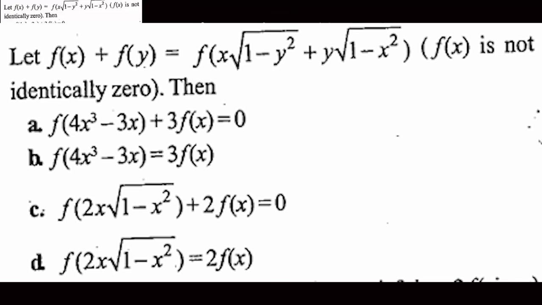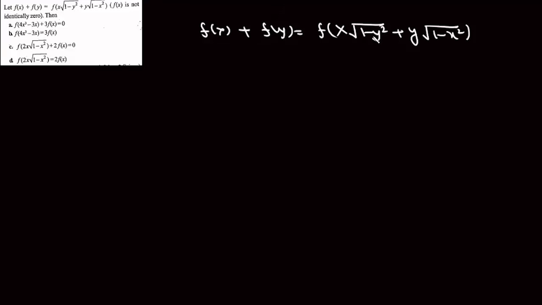Now if we look at it, it clearly looks like the sine inverse function, because we know sine inverse x plus sine inverse y is sine inverse of x times under root 1 minus y square plus y times under root 1 minus x square. So one way is just by guessing the function f(x) is sine inverse x, but here we are not going to use this. We'll try and solve it some other way.